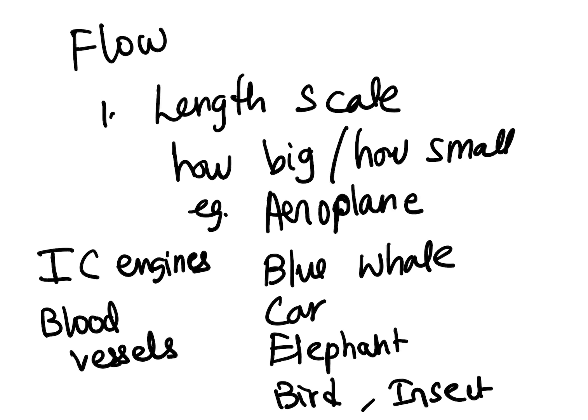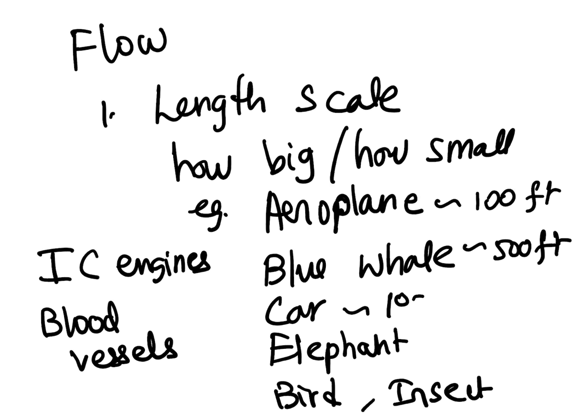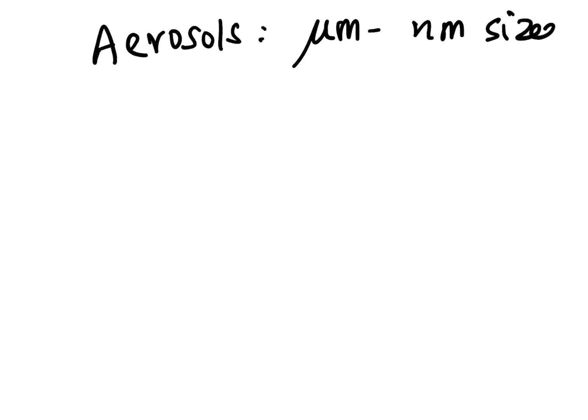There are an infinite number of examples of flows you can think about, but what distinguishes all of them is the length scale. This would be like several hundred feet. This will be maybe like 500 feet. This could be maybe 10 to 12 feet. This is a few centimeters or even millimeters. This is a few centimeters. This is millimeters. And my topic of research is related to aerosols, which are dust particles that are typically in the micrometer to nanometer size range.